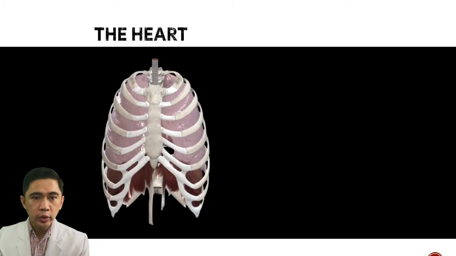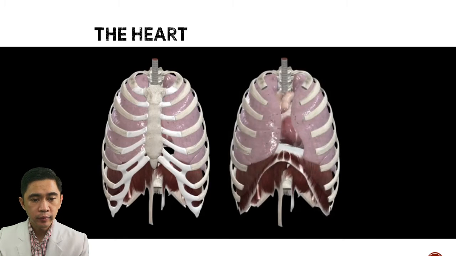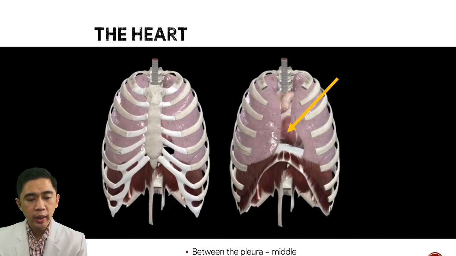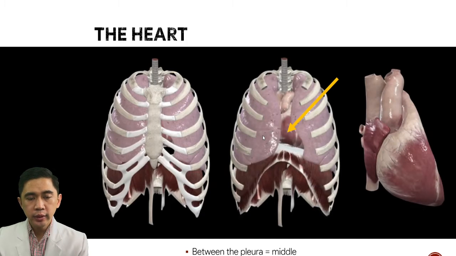So the heart is situated in the chest, and it is just situated underneath the sternum. And if we remove the sternum and the associated costal cartilages, we'll see the heart. The heart is situated between two lungs, and it is in the middle mediastinum. And this is the heart that we remove from everything else.